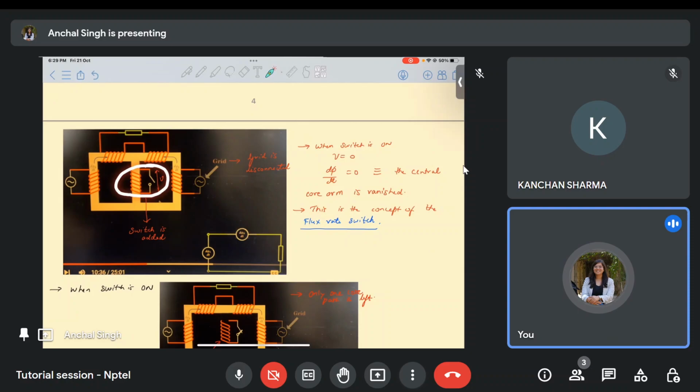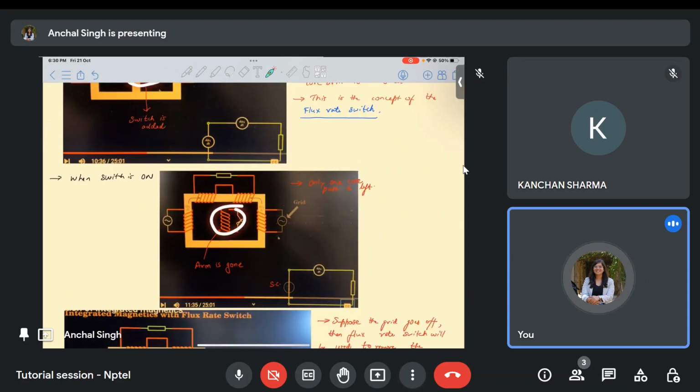This is called a flux rate switch. What I am doing by putting this switch is, if I turn this switch on, I am making the voltage here zero. The moment I make the voltage here zero, the rate of change of flux d phi by dt through this particular limb will be zero. That means it will almost act like it is not connected. There is no limb here, right? In that case, the grid and this voltage will supply the load. The circuit will be like this, right?